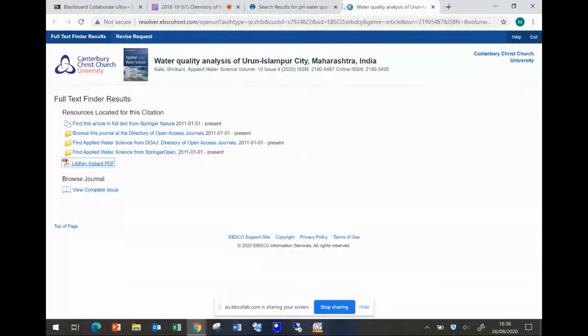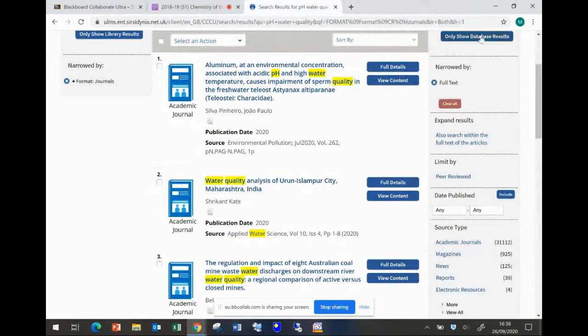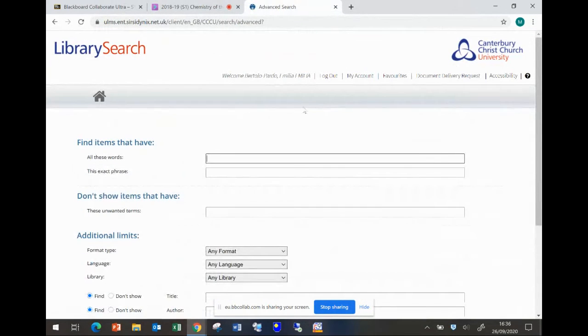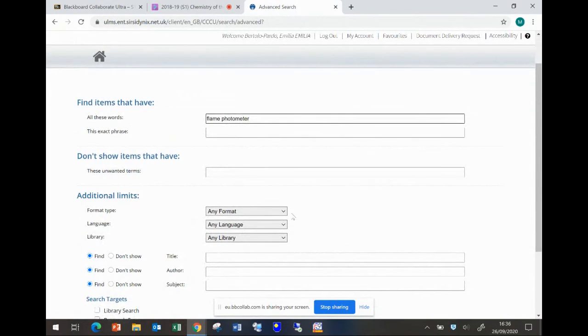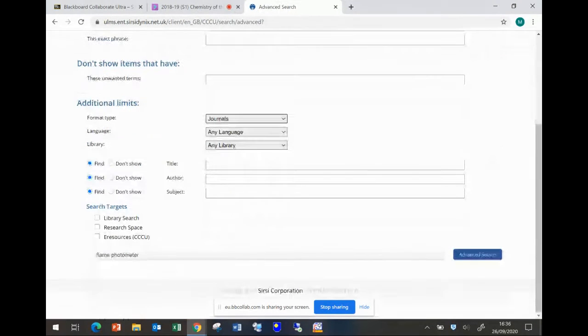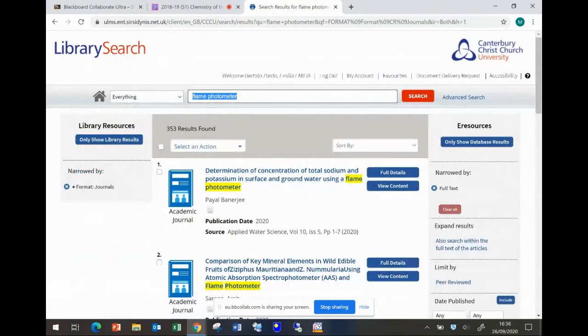If you were interested, for example, in the flame photometer, we could try flame photometer and see what I can find. Any formal again? No, I only want journals. So that's the key thing. I always focus on journals and see what I find.